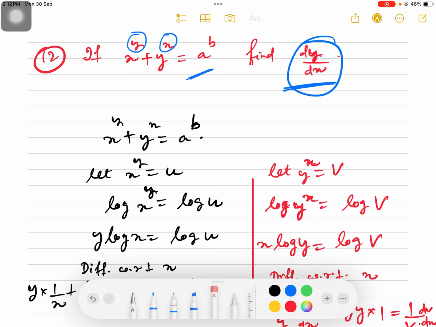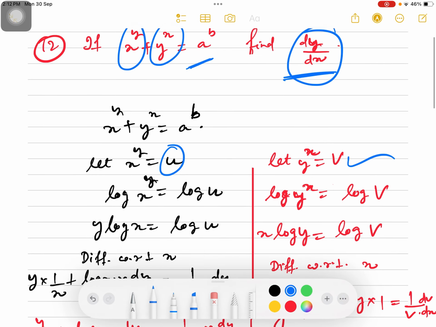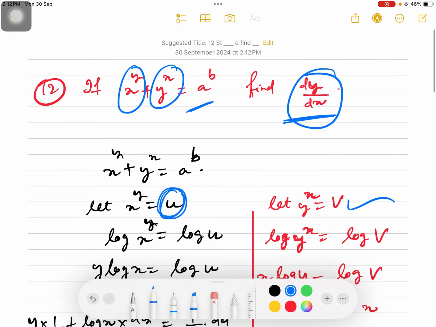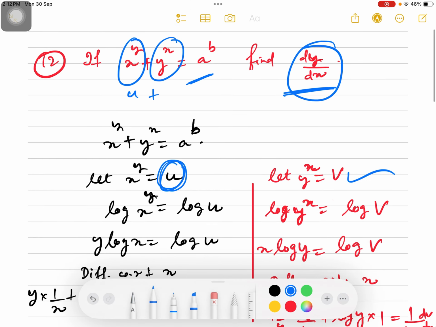Let us suppose x^y is our u, and y^x is our v, that we have to suppose. Now since we want to differentiate it, we have to get du/dx, because if this is u, this is v, and this is a^b only.